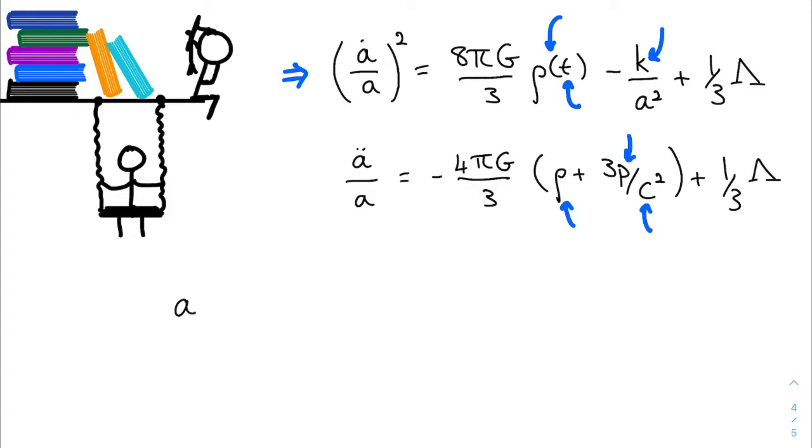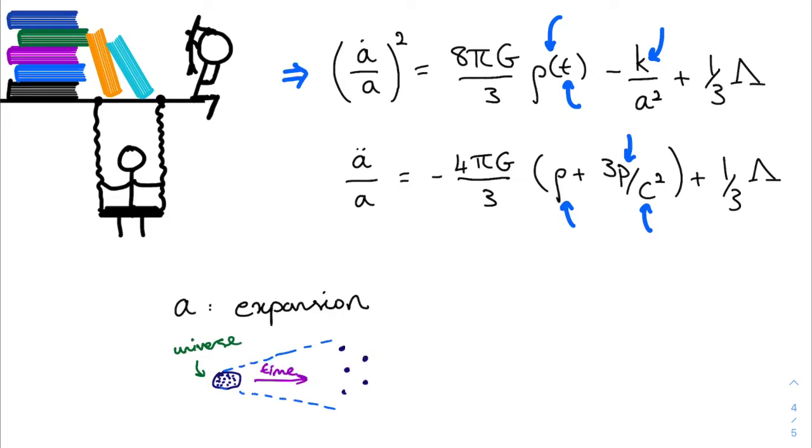Well, a represents a dimensionless cosmic scale factor as a function of time. It indicates the relative expansion of the universe and effectively relates the proper distance between a pair of objects undergoing an isotropic and homogeneous expansion. It can also be related to the redshift through this equation.